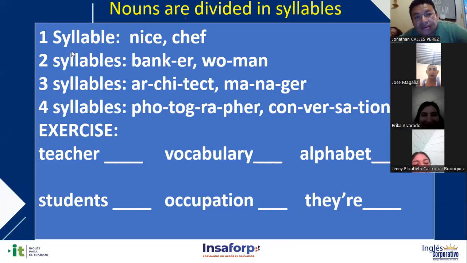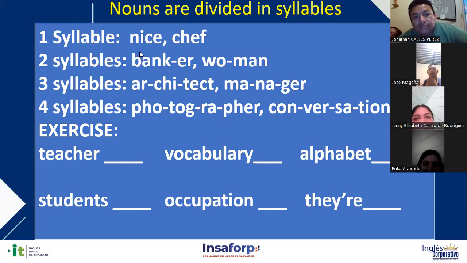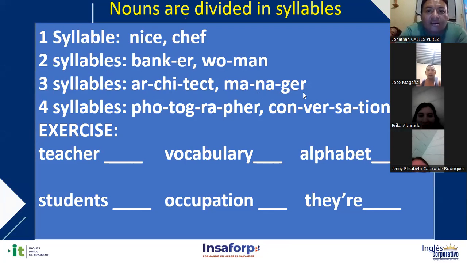Porque en inglés las sílabas están basadas en la pronunciación. In the pronunciation, right? Las sílabas están basadas en la pronunciación. Okay. And here we have other example of two syllables. Banker. Woman. Two syllables, right? Three syllables. Architect. Manager. Manager. Four syllables. Cuatro syllables. Photographer. Conversation. Okay? Good.